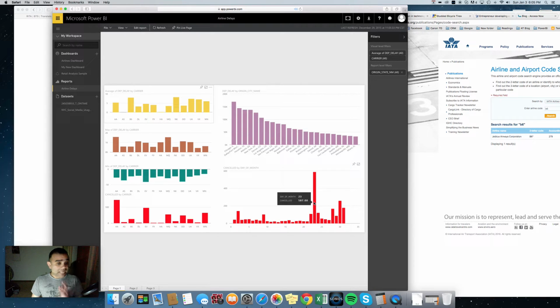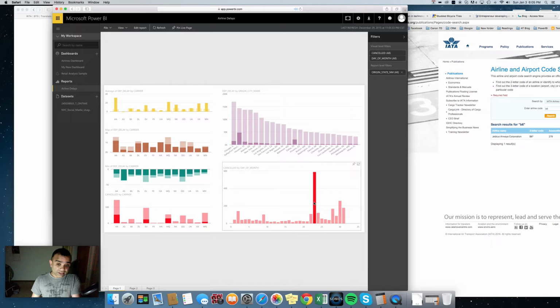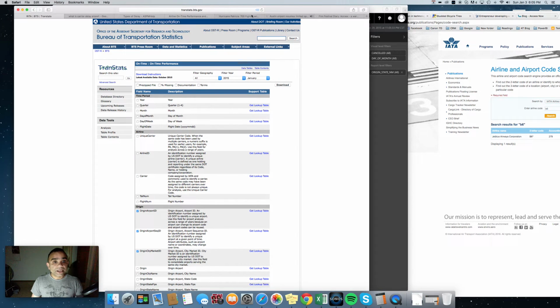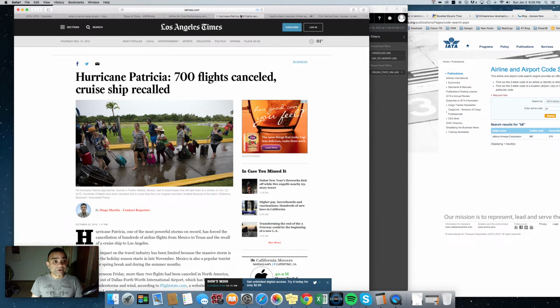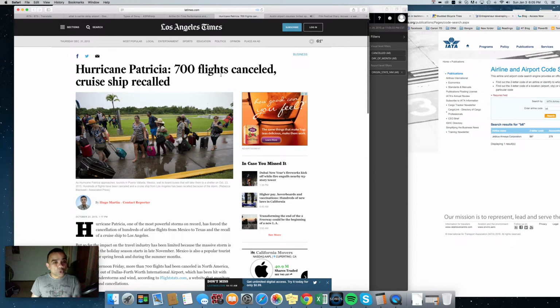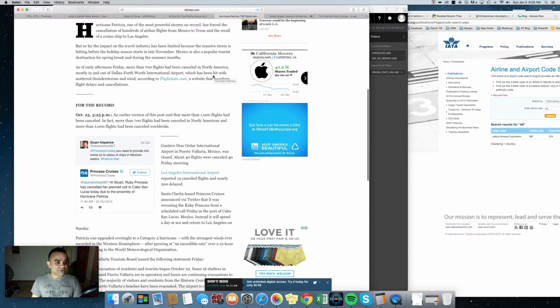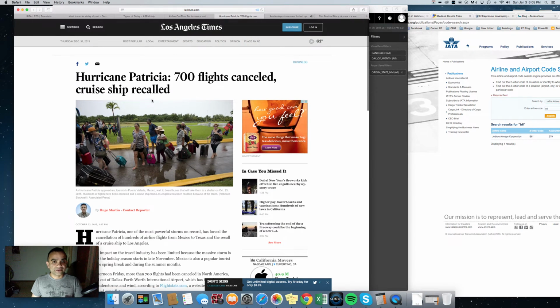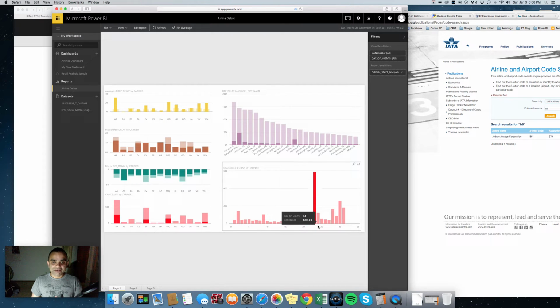Now again, as we can see, there's a huge spike for canceled flights on October 23rd. And why is that? This is very unusual, right? This seems to be the norm, but then suddenly there's a huge spike. The reason is Hurricane Patricia. Hurricane Patricia happened during that time, October 22nd, 23rd, I would say 23rd, and that's when so many flights got canceled. So that's the reason why we have this huge number on October 23rd.